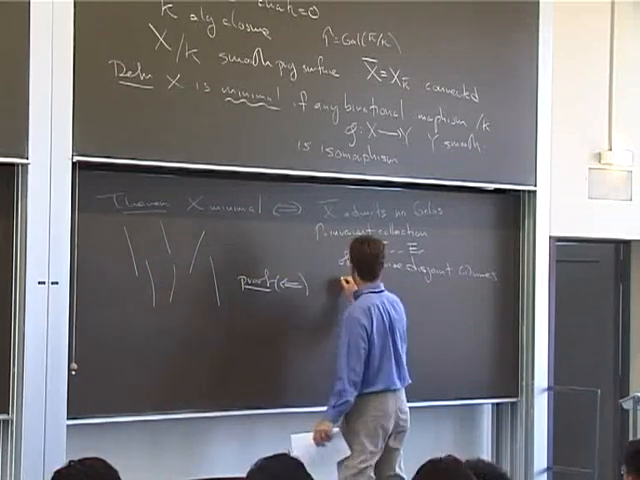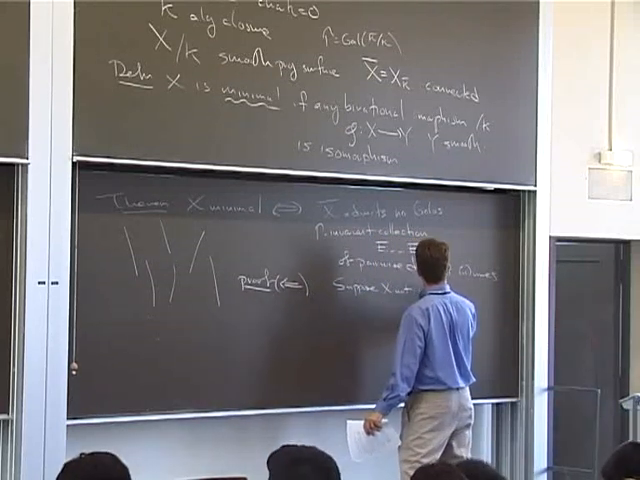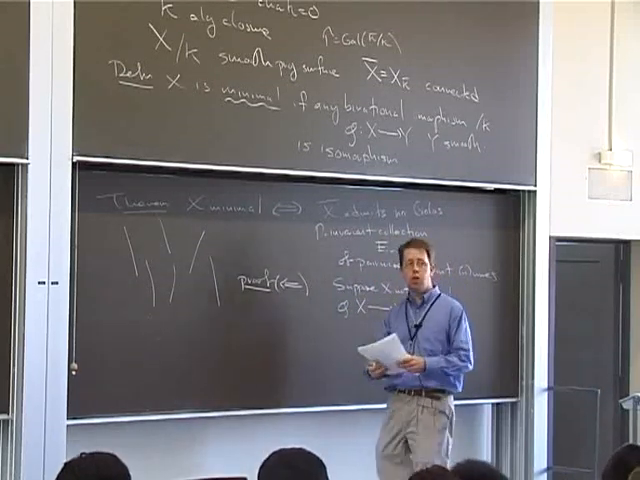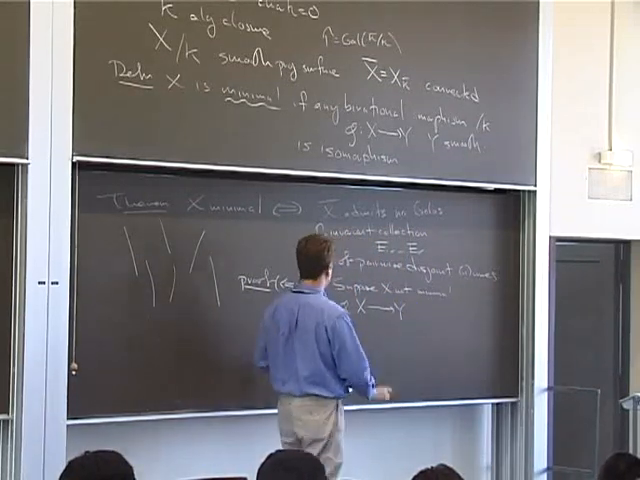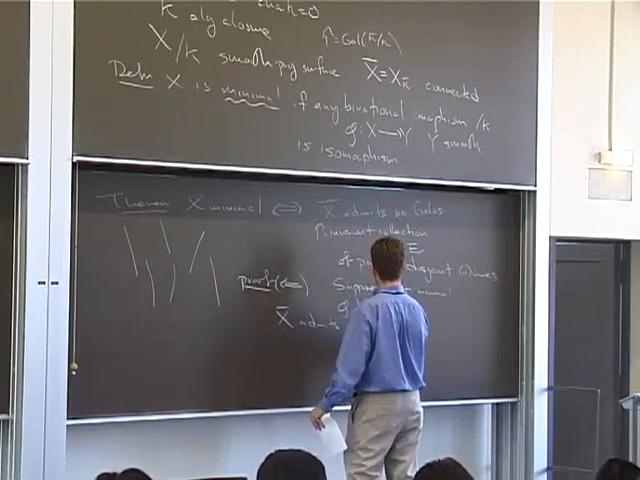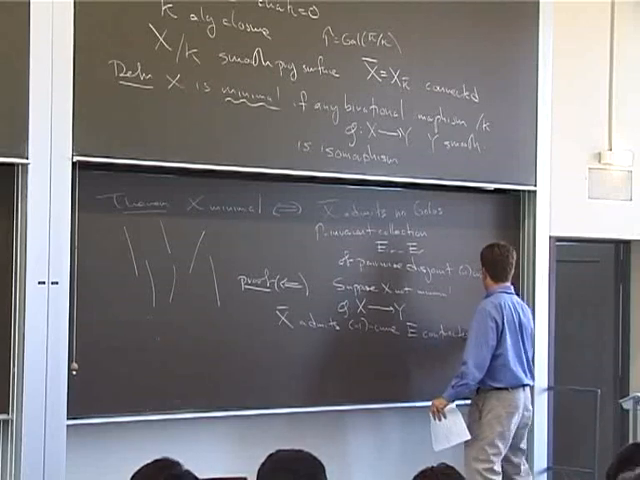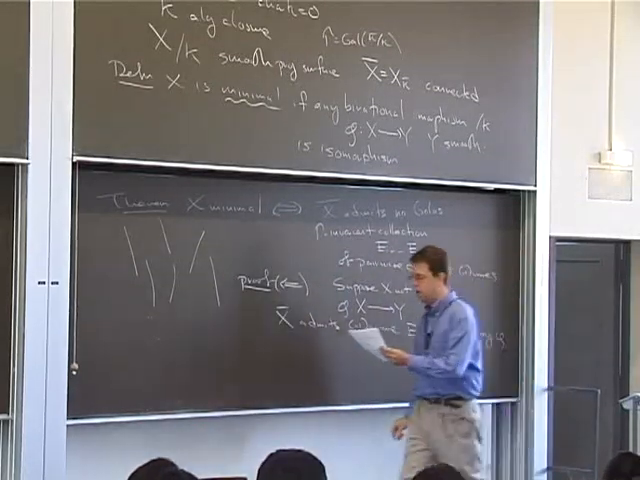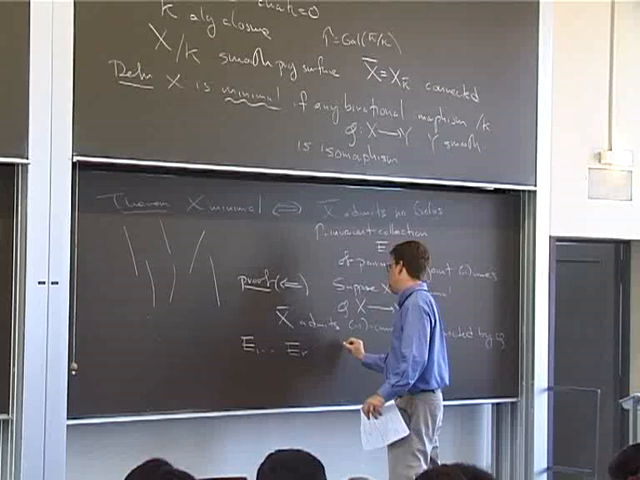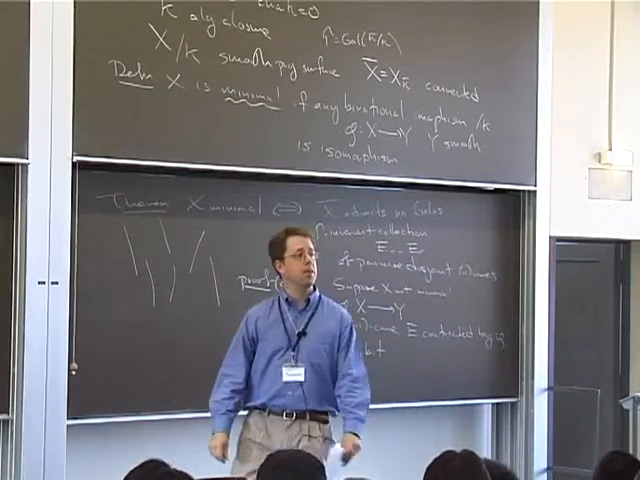So let's suppose X is not minimal. So I have my contraction. Now we know that X bar admits a minus 1 curve contracted by phi. And so let's let E1 through ER be the corresponding Galois orbit. So these are all the conjugate minus 1 curves.